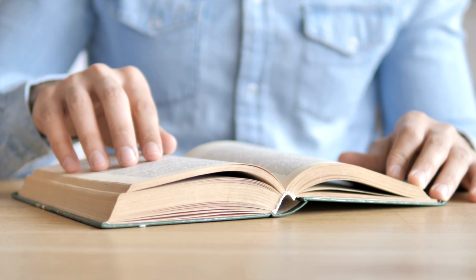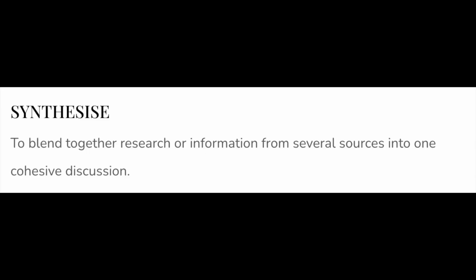So let's say I read a whole book and I have to summarise what that book is about. I have to have really understood everything. So it's really important if you're summarising that you understand what it is you're summarising really well. And synthesise. This is to blend together research or information from several sources and put that into one cohesive discussion.